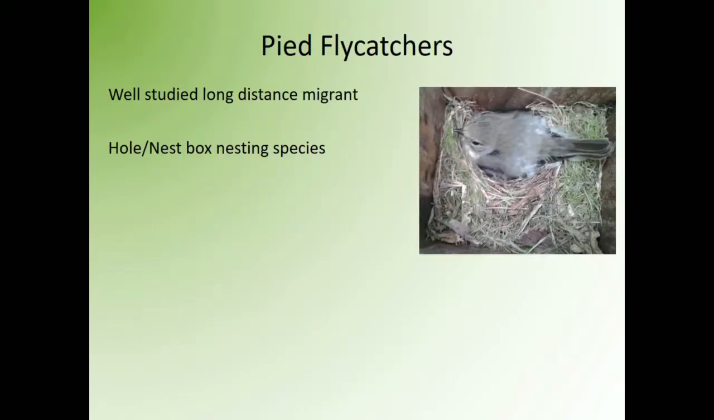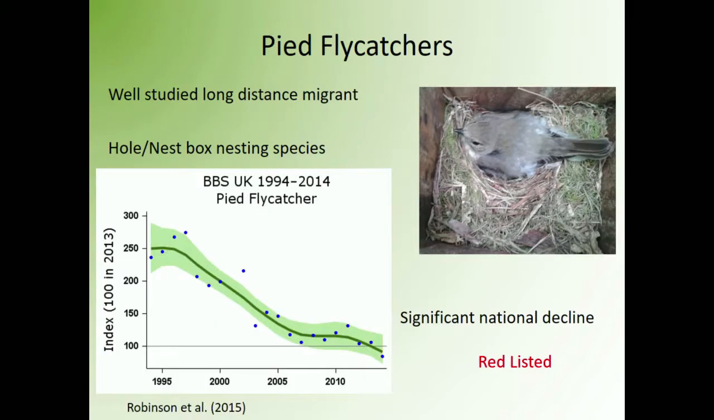So my study species is the enigmatic pied flycatcher. It's a very well-studied long-distance migrant, breeds in Wales, migrates through Portugal, and then down and winters in West Africa. It's so well-studied due to its propensity to nest in nest boxes. It's naturally a hole nester, but it actually preferentially chooses nest boxes. Because of this, people have been able to study them for a while now and provide very detailed information on their abundance.